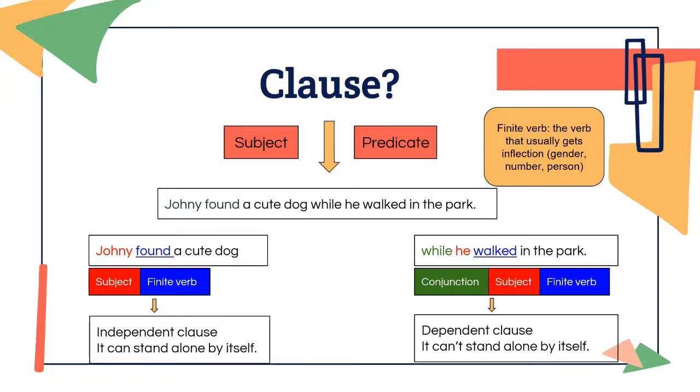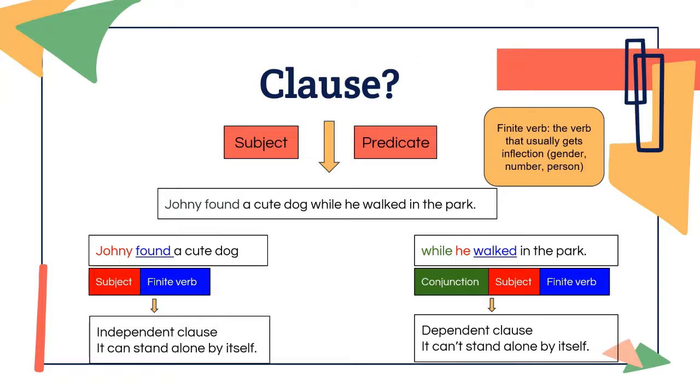"Johnny found a cute dog while he walked in the park" is an example of a combination of several clauses, or it can be called a sentence. We can see it from the expression of the complete thought, the ending with a period, and there is a subject, or the doer in the sentence, which is Johnny, and there is a predicate, or the work or situation that is done by the doer.